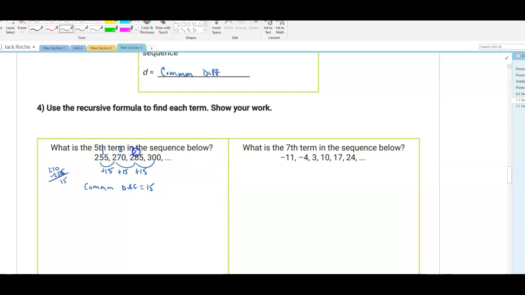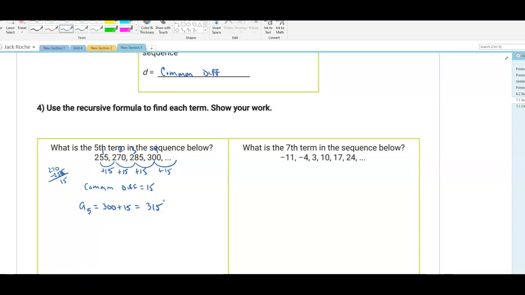Okay? So now, if this is your first term, your second term, your third term, your fourth term, if I want to find the fifth term, what am I going to do to the fourth term? I'm going to add 15. So the fifth term, and we display that as a sub 5, would just be the 300 plus your common difference of 15, which gives you 315. Okay?